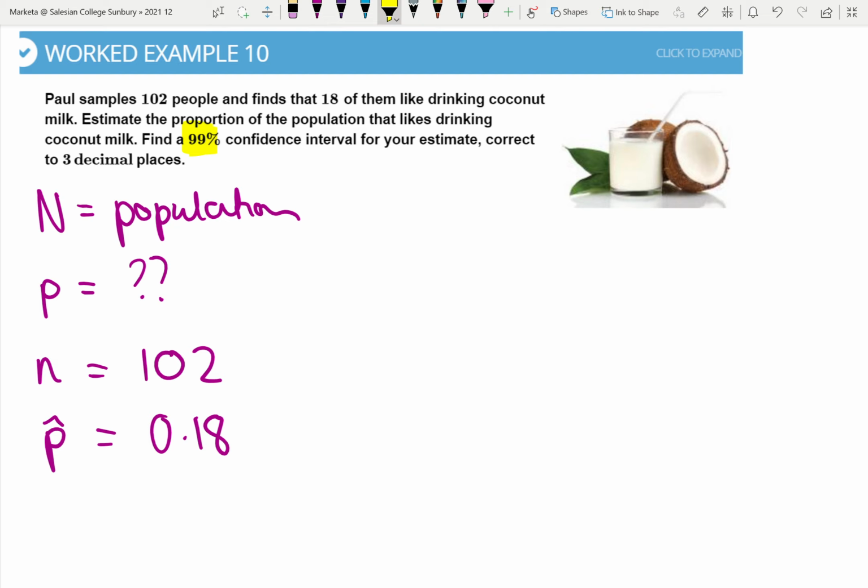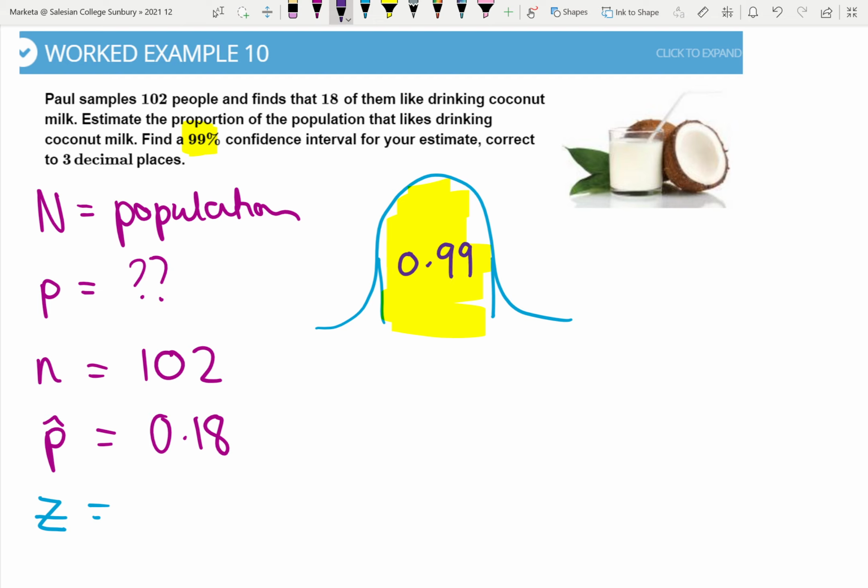Now, I like it because they've given one that's not 95%. So I'm going to find Z here. On your CAS, here is our 99% centered. Then we go to inverse norm, as per usual, because we're trying to find values here. In inverse norm, we're looking at a Z distribution, so our mean is 0 and our standard deviation is 1, of course. That means our Z values are going to be 2.58 and negative 2.58.